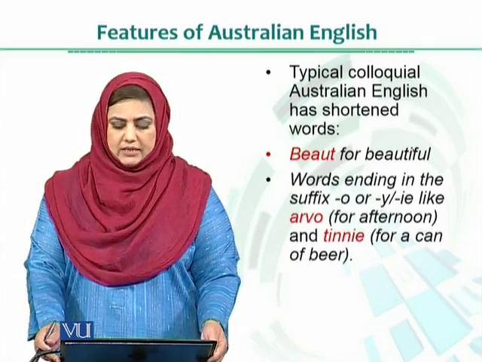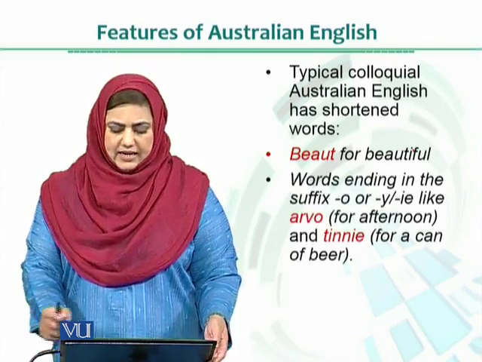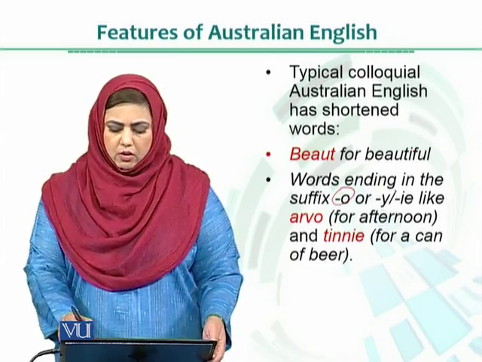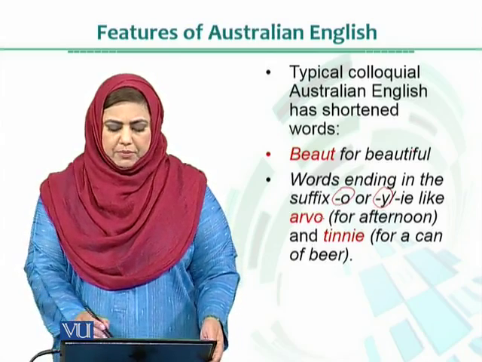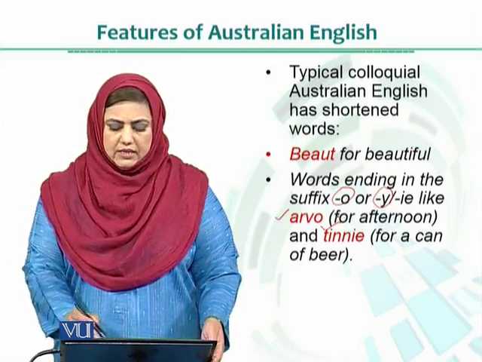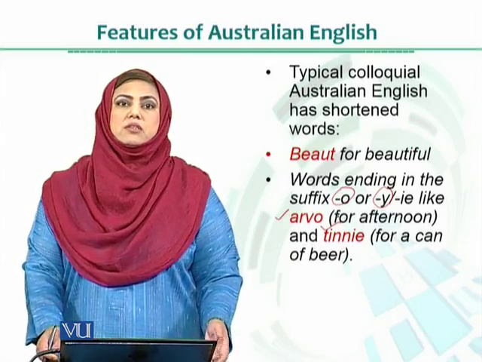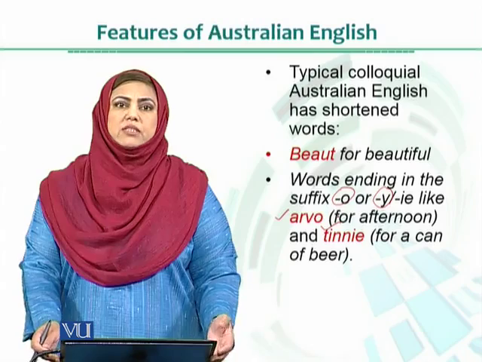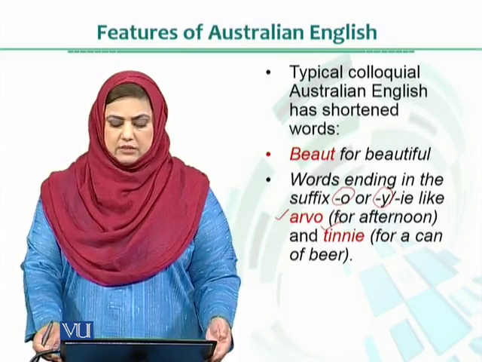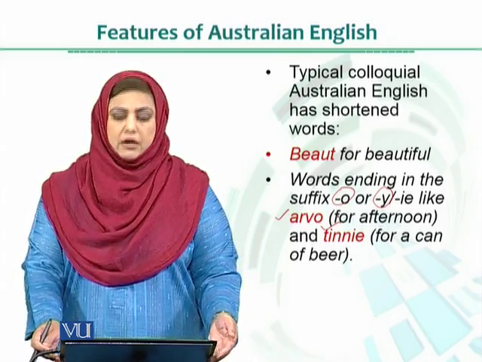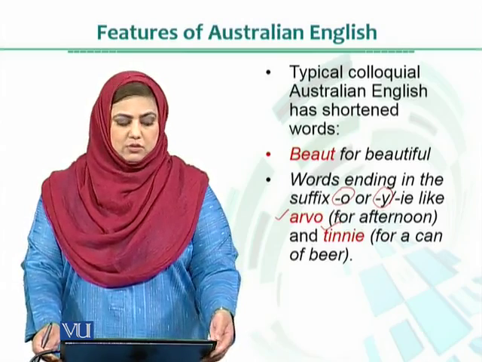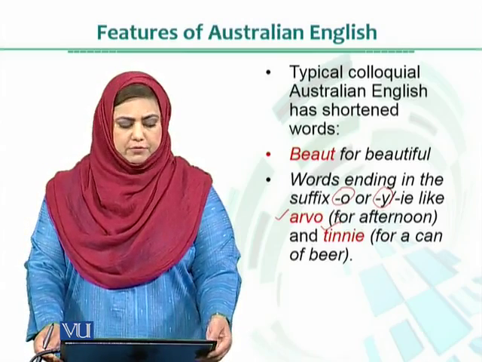In fact, in Australian English, if you look at all those words that have O endings or Y endings, for example, arvo or tinny, you would see these are all abbreviated forms, rather I would say shortened forms that are used for certain words. So arvo stands for afternoon, whereas tinny is used for a small can of beer.